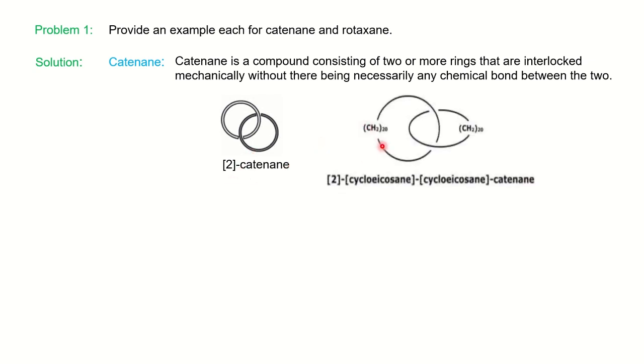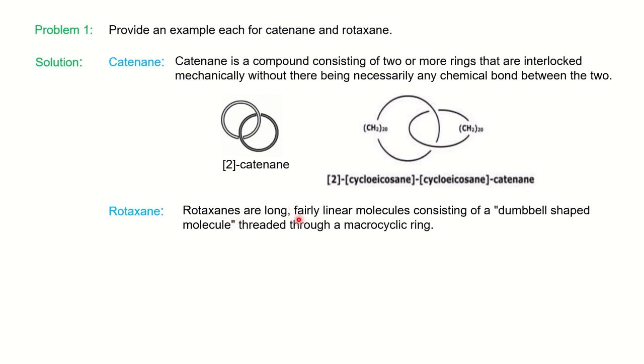Let's see the example. As you can see, there are two rings. In the first ring there is a chain of 20 carbons. In the other ring also there is a chain of 20 carbons. Cat comes from the Latin word which means chain. So two rings are there, so it is two catenane, and since it is cyclic, we can say two cycloicosane. Icosane means 20 carbons, and two cycloicosane because both rings have the same number of carbon atoms. So this is the nomenclature of the following catenane.